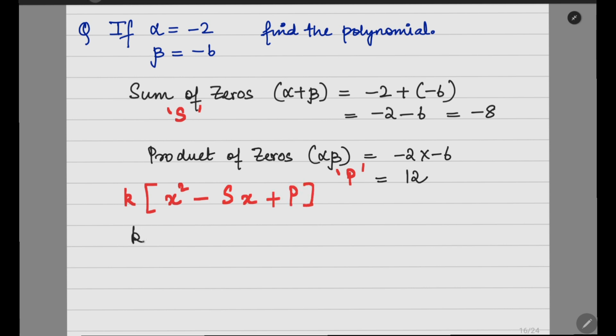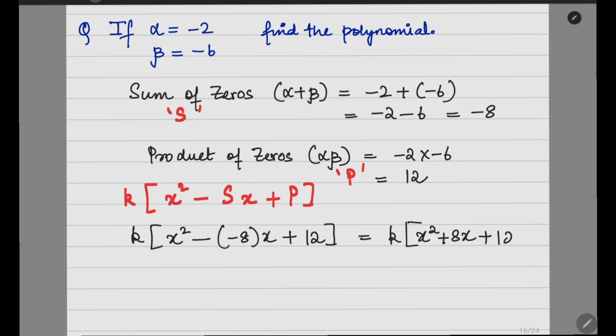So just substitute: k into x square minus, sum is minus 8, into x plus p is 12. So this will give you k multiplied by x square plus 8x, since minus into minus is plus, plus 12. Yeah, this is the answer. You have to find the polynomial and this is the required polynomial. Okay. So moving on to the next question.